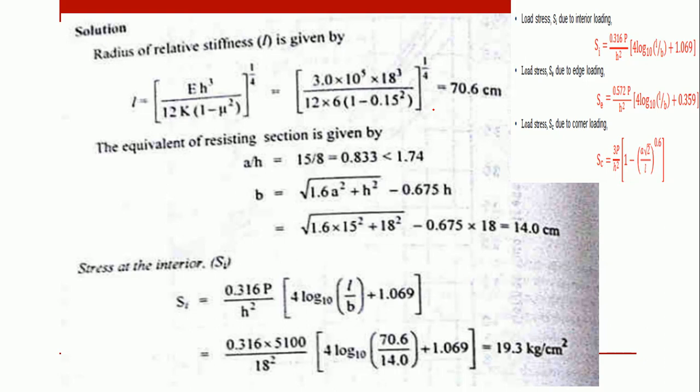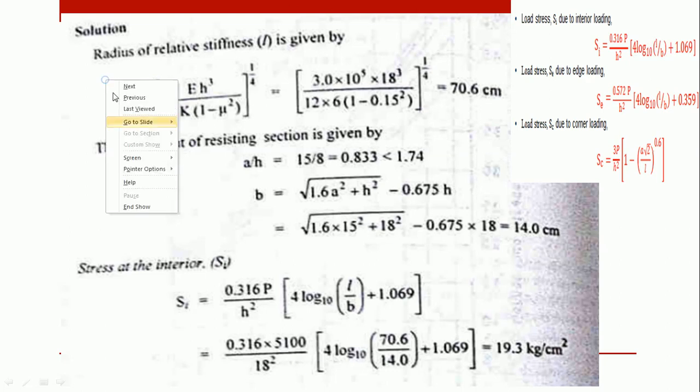First, you can observe at the corner of this slide, for wheel load stress we have 3 formulas: interior, edge as well as corner. What are the parameters in these formulas? P is the wheel load, H is the thickness of the slab, which is directly available, and L is the radius of relative stiffness, and B is the equivalent resisting section. L and B values you need to find out first.